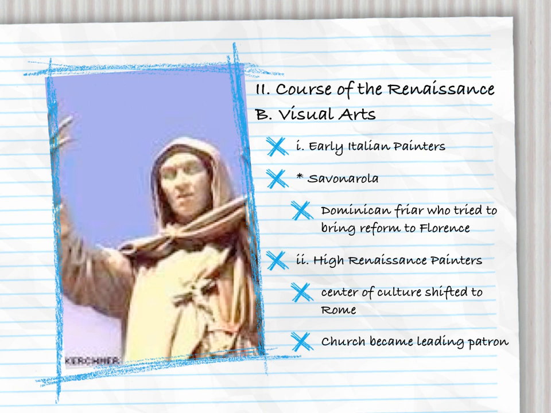So let's move into the High Renaissance now. High Renaissance meaning like the peak of the Renaissance. The center of culture goes from Florence, moves to Rome, and the church now becomes one of the leading patrons, paying for artists to provide sculptures and doors and domes and paintings for the church.